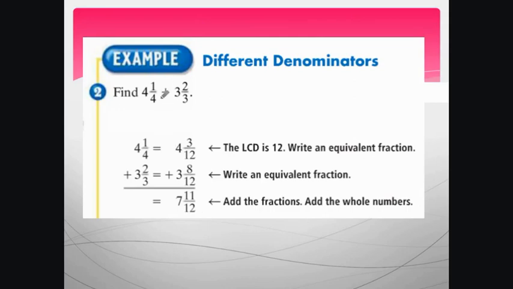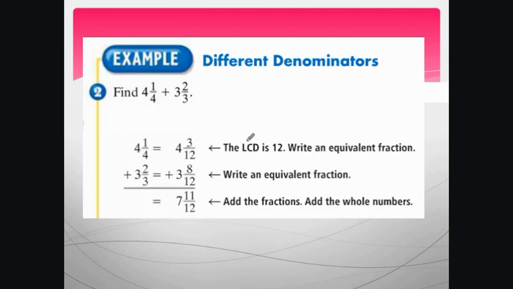In order to add or subtract any fraction, we need to have a common denominator. So we need to find the least common multiple of the denominators, or the LCD. In this case, it is 12. So we're going to write an equivalent fraction for each of these mixed numbers.